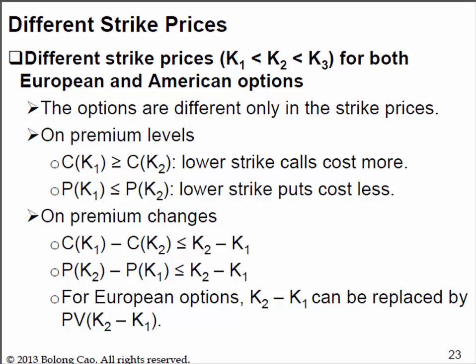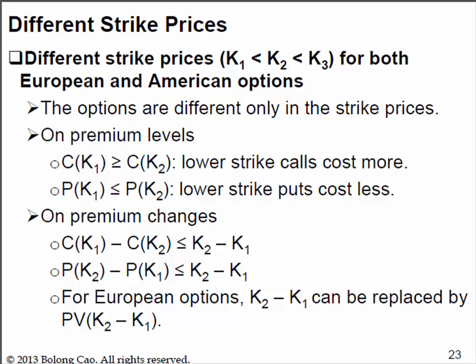Now, let's think about the premium gap for different strikes, and the gap in the strikes. K1 minus K2 is the change in the strike price. Or let's say the difference in the strike price. How will that influence the premium difference?